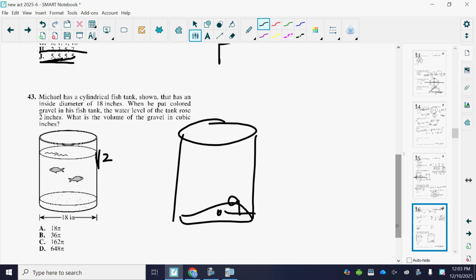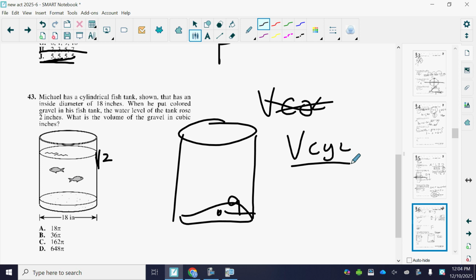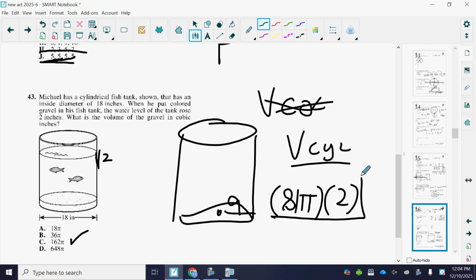Oh, they don't give it to you. You can use the program volume of cylinder. Oh, I'm sorry, that's volume of cone. Volume of cylinder is one of the last programs on the list, and it's just pi r squared h, so it's 81 pi times 2. The height raised is 2, so it would be 162 pi. You could use your program for that. Practice that right now.